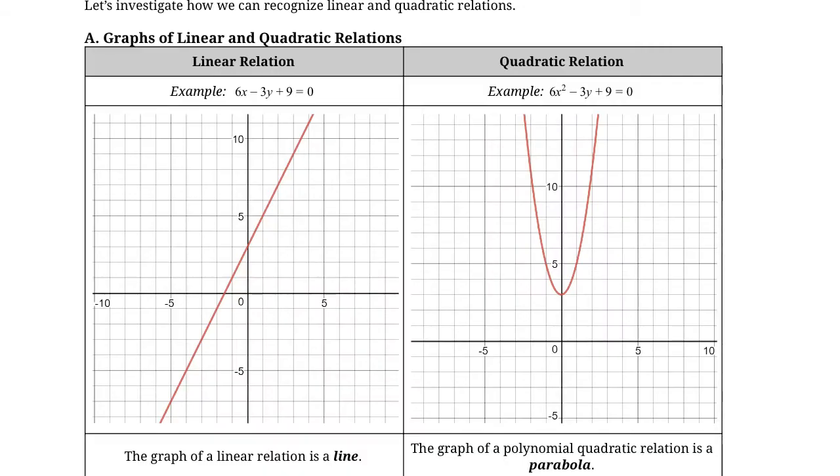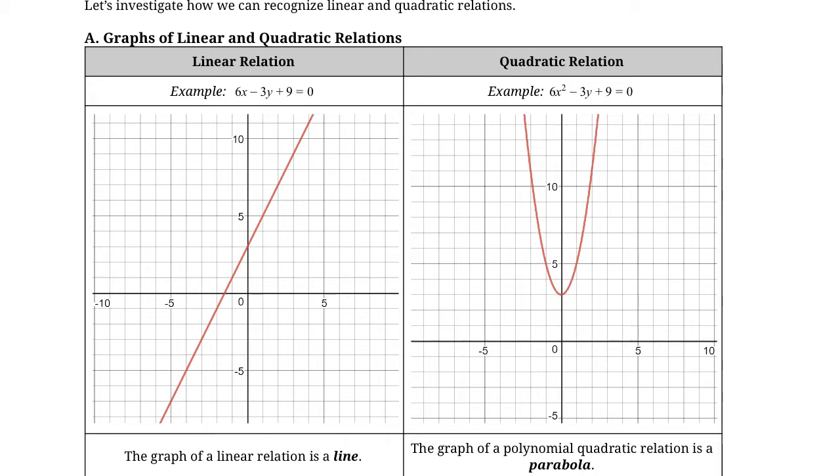Let's start with a comparison of the graphs for linear and quadratic relations. For linear relations, we know that the graph of a linear relation will be a straight line. On the other hand, a quadratic relation looks completely different. The graph of a polynomial quadratic relation forms a very specific shape that we call a parabola. The term parabola is used to describe this U-shaped kind of curve that you see on the screen.